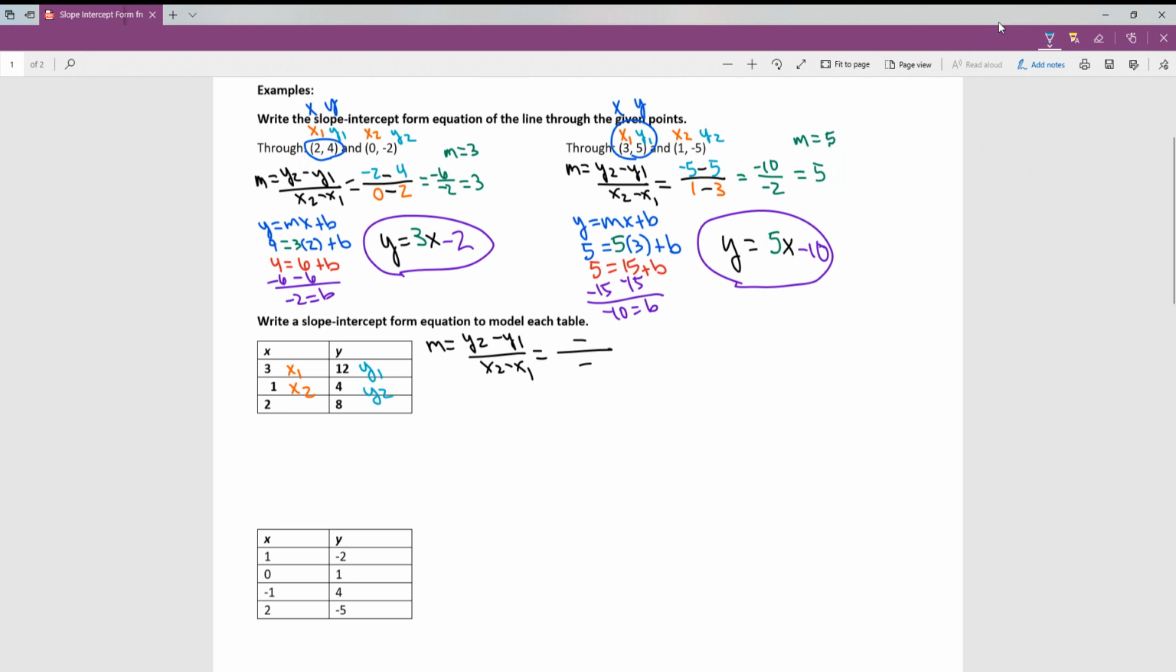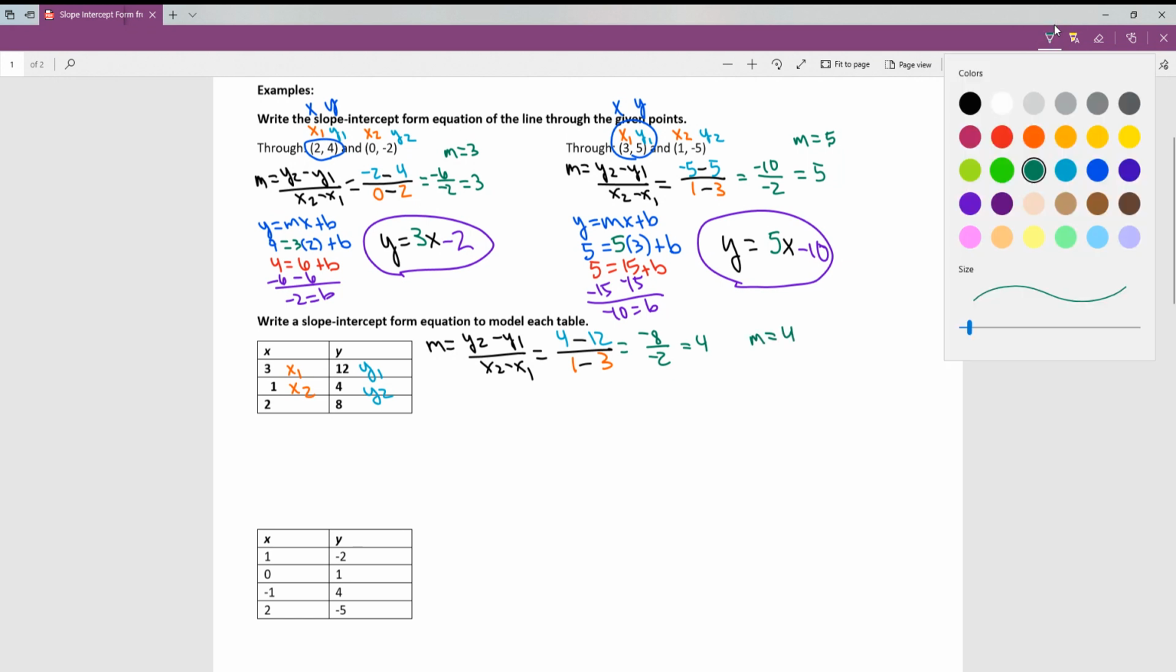y2 minus y1 is going to look like 4 minus 12. x2 minus x1 is going to look like 1 minus 3. Simplify that out. 4 minus 12 is negative 8. 1 minus 3 is negative 2. Negative 8 divided by negative 2 is positive 4. So m just equals 4. Now let's find b.